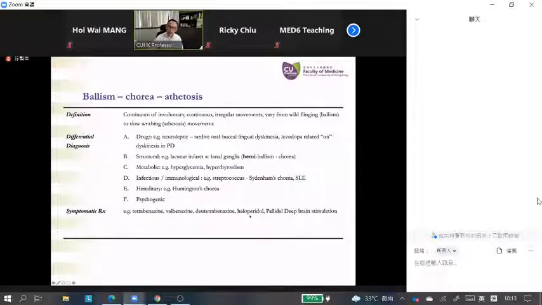Of course, we can even use a typical neuroleptic to treat chorea. But nowadays, we rarely use haloperidol, because although it may suppress the chorea, it may lead to other tardive movement disorders. At the end, we may consider deep brain stimulation. We rarely do it for chorea, rarely.